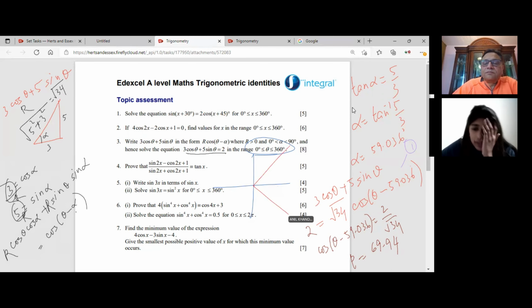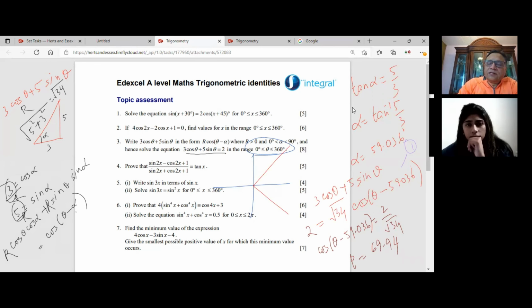But would you need to change the domain, like subtract 59.036 from each of those, from 0 and 360? We will check the answer, and we can add the period. You get the idea. So we can do it the other way also, right?